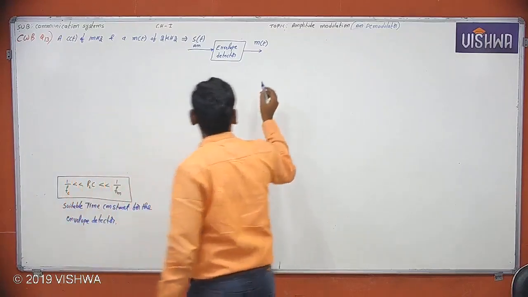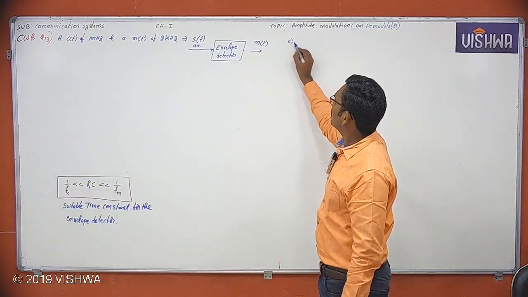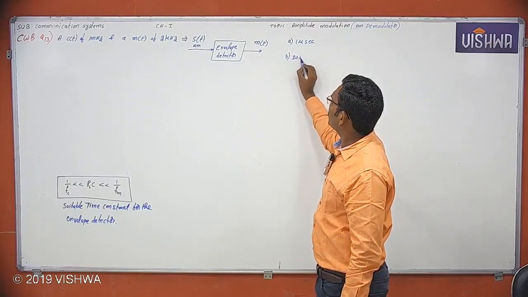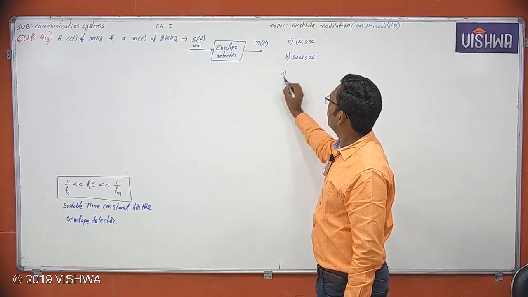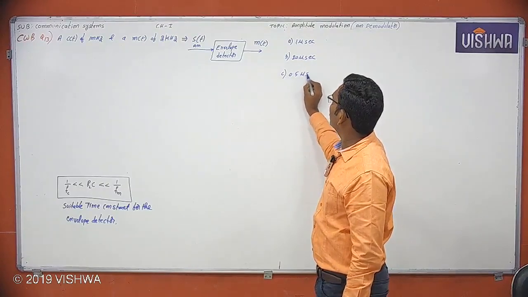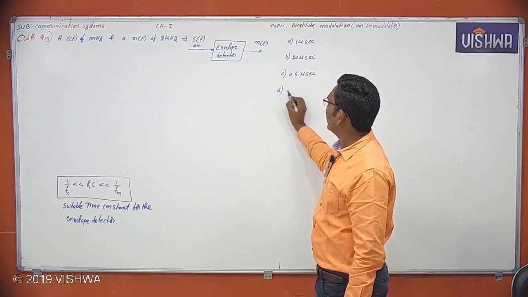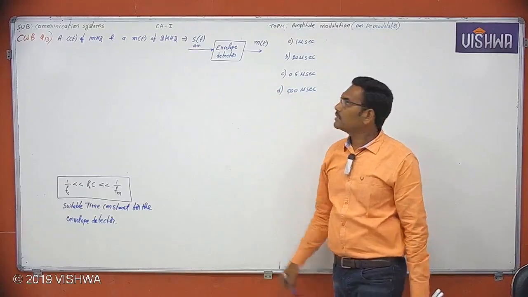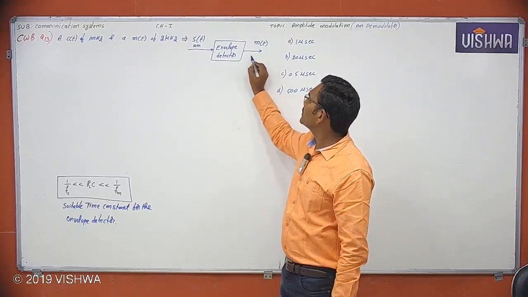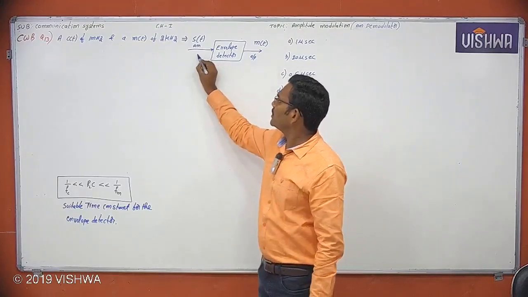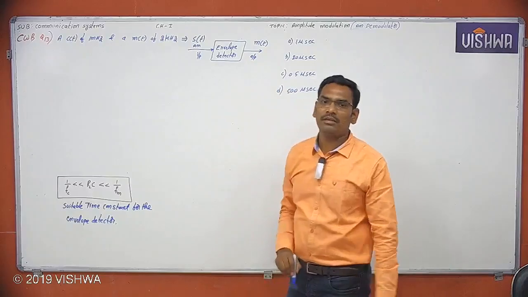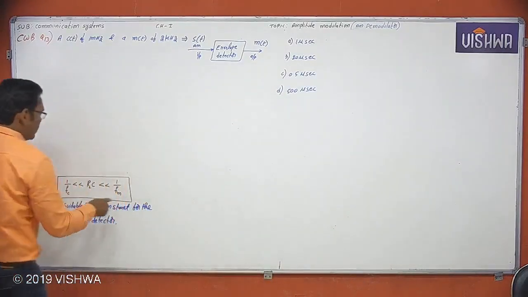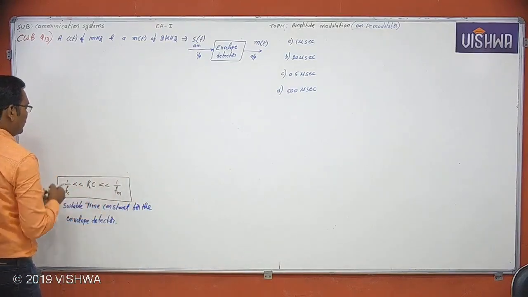And options are also given here. The options are 1 microsecond, 20 microsecond, 0.5 microsecond and 400 microsecond. What should be the suitable time constant of the envelope detector such that you can get back the original message signal from the AM signal? This is the question he is asking. Now we can do it easily.